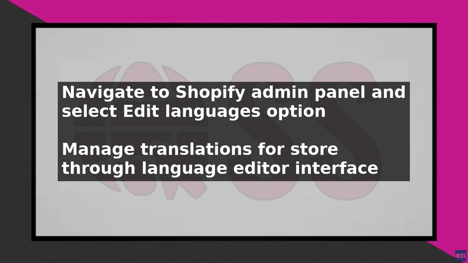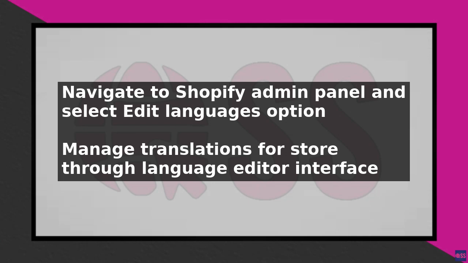Then, go to your Shopify admin panel and navigate to the online store section. From there, click on Themes and then click on the Actions drop-down next to your current theme. Select Edit Languages from the drop-down menu. This will take you to the language editor where you can manage translations for your store.